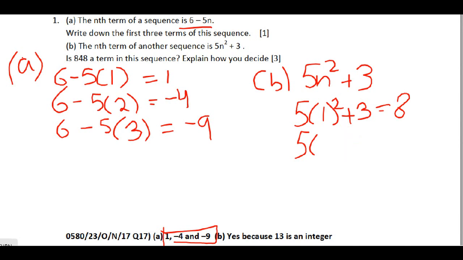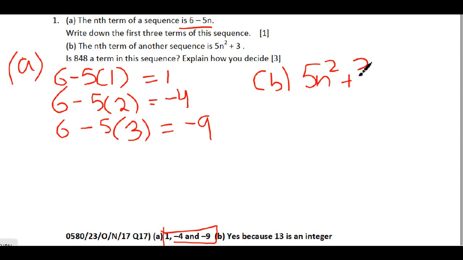But this is not the question. The question is, is 848 a term in this sequence? So for that you need to check, you equate this to 848 and you need to check what value of n is giving us this answer.